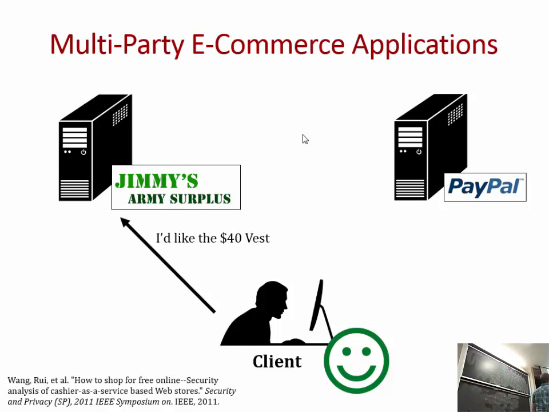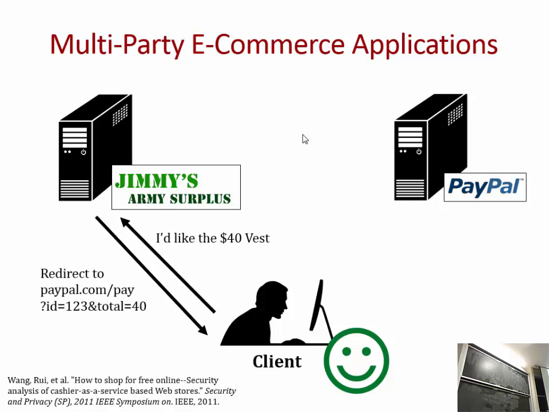The way it normally works is that the client says, hey, I like that $40 vest because it's Halloween, or it's just my style. So you get a redirect to say, hey, to pay for that vest, you have to go to paypal.com, you have to pay $40, and you have to cite this transaction ID 123. So you go ahead and say, oh yeah, okay.